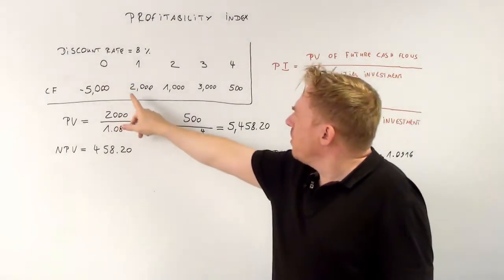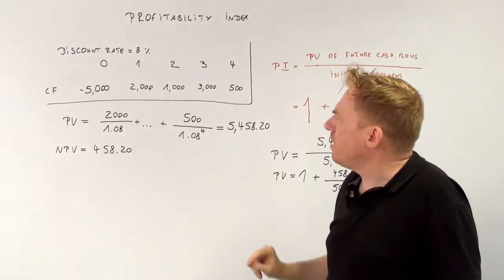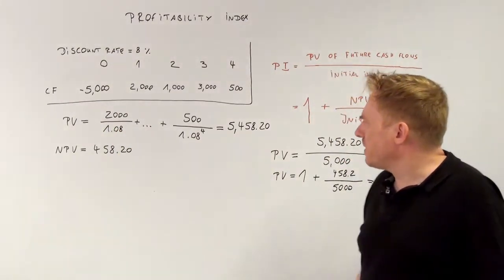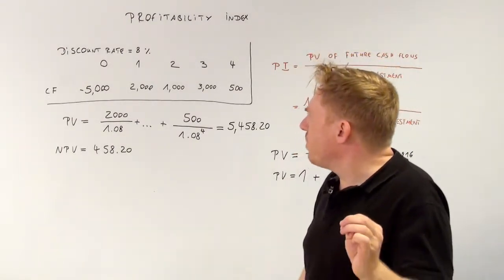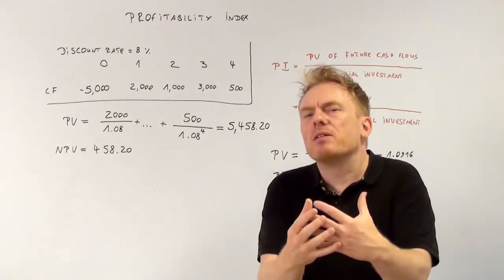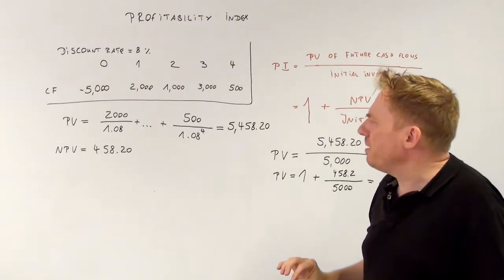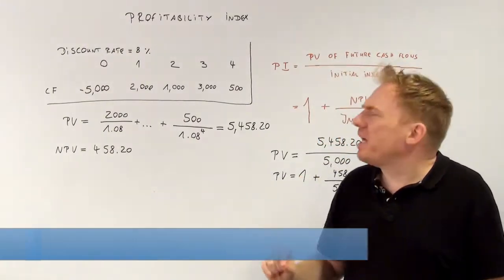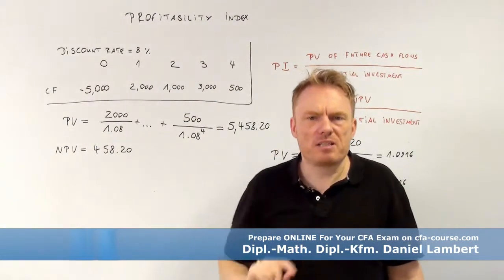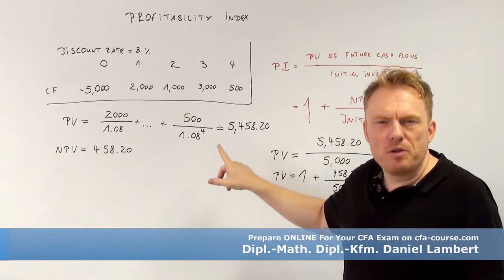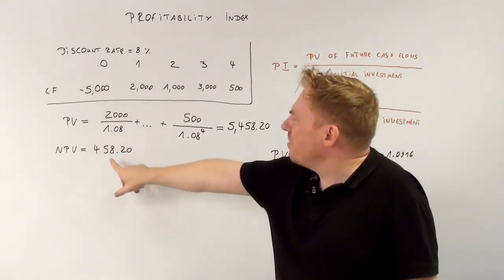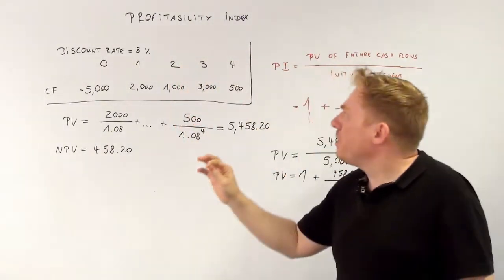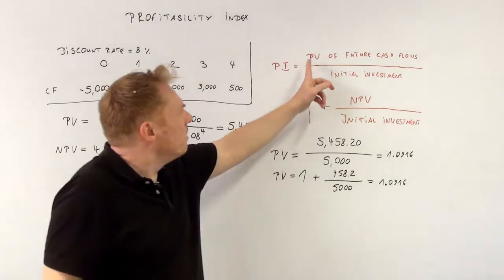So those four numbers, $2,000 1 year from now, $1,000 in the second year, and so on, give us a present value of the future cash flows of $5,458, which means the value today of those four numbers equals this amount of money, which again leads us to net present value. The difference between present value and net present value is the initial investment only. So this number, the present value of the future cash flows minus the initial investment, gives us the net present value of $458.